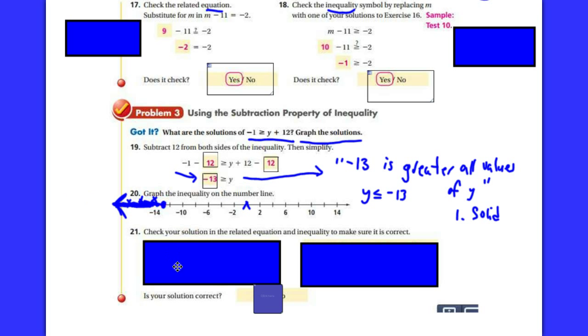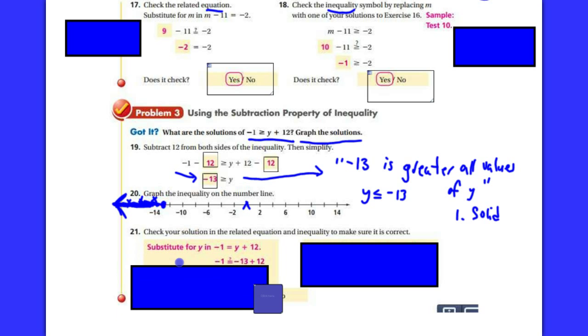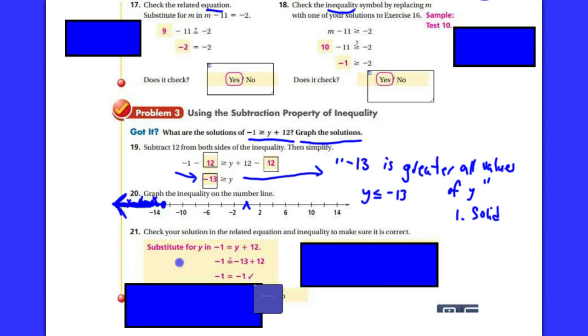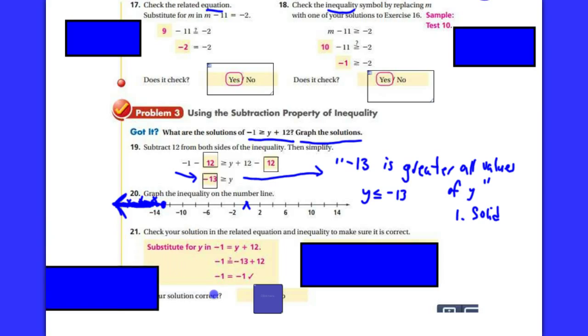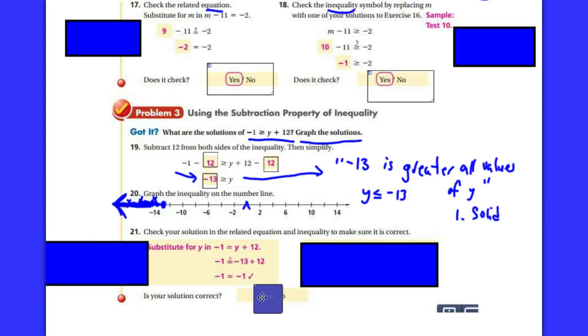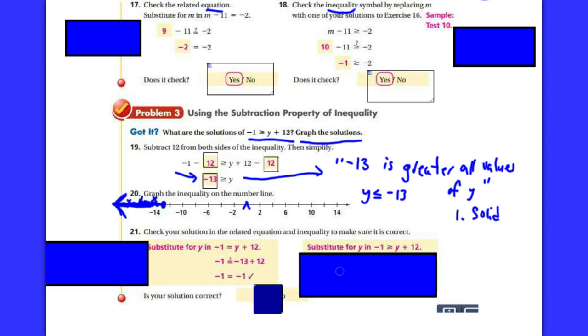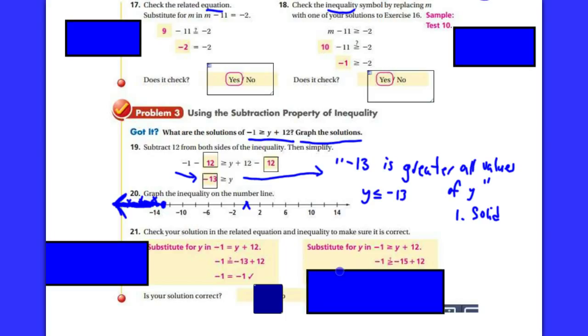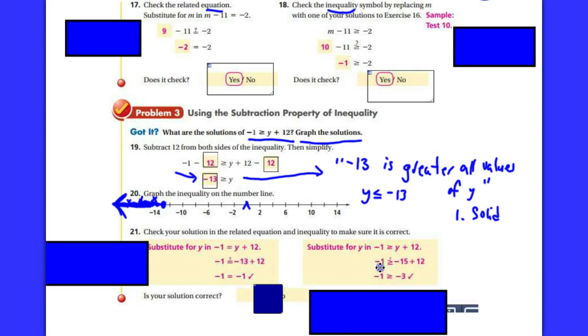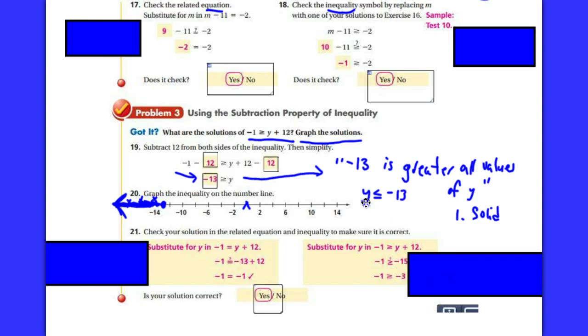If you check your solutions like we did in the previous question, substitute y in there and see if they are equal. y was -13. -13 plus 12 is -1, and that's a true statement. That's how you would do the check. Then do the check for this one as well. Substitute a value in here for y. How about -15, which we did. -1 is greater than or equal to -3. That's true as well. It does check out there for you.